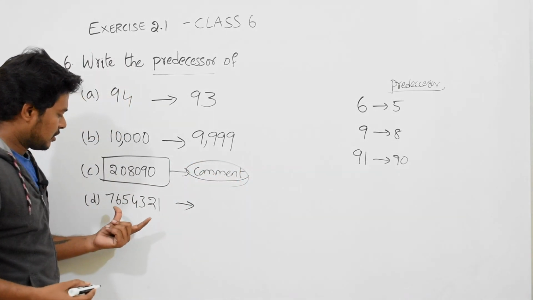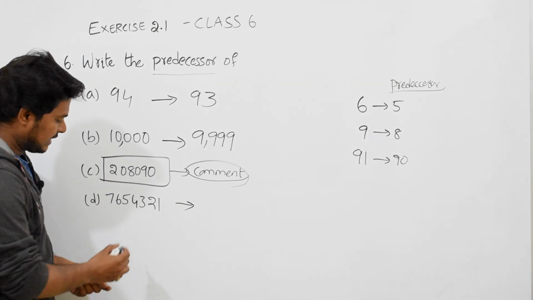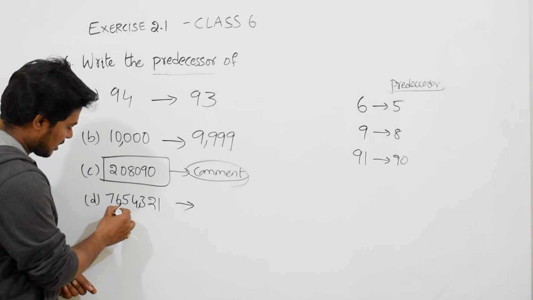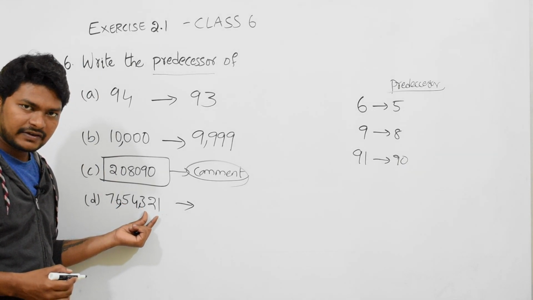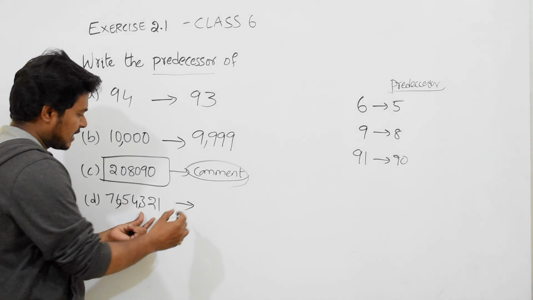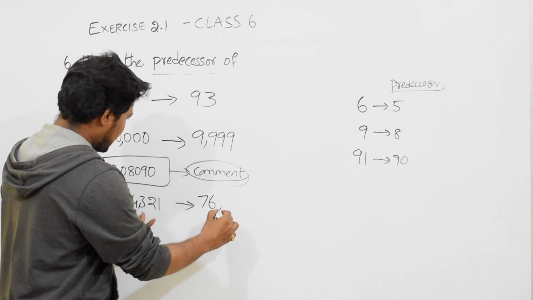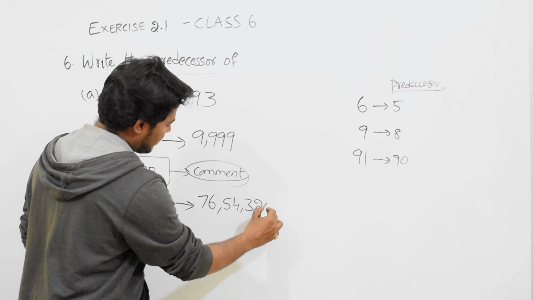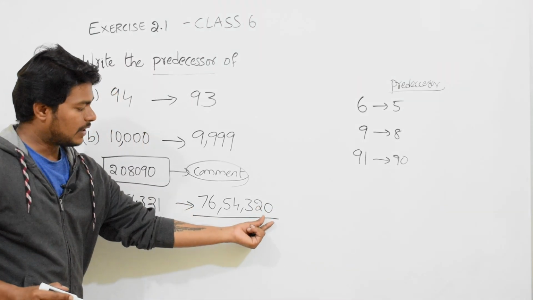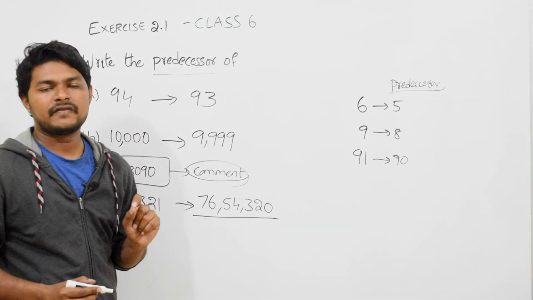And this value, what is the value? It is 76 lakh 54,321. The predecessor value is 76 lakh 54,320. We are reducing 1 to get the predecessor value.